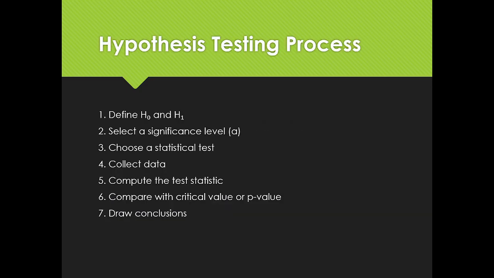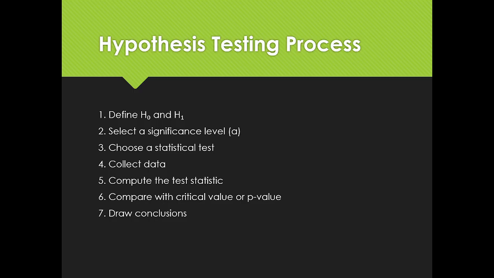Now let's move on. How do we test our hypothesis? When you have defined your H0, your null hypothesis, and your alternate hypothesis, H1, the next thing is to select a significance level. I have made a video where I explained what significance level is. You could do well to refer to that video.